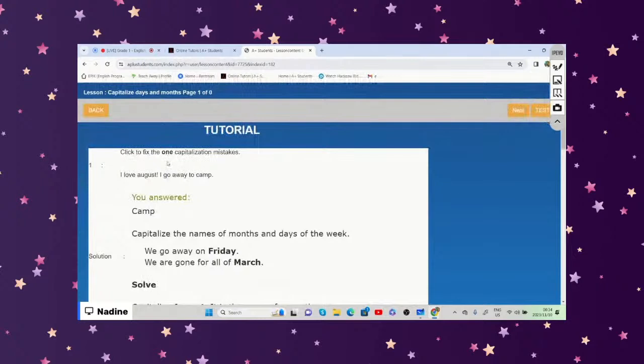And there are 7 days in the week, which are Monday, Tuesday, Wednesday, Thursday, Friday, Saturday, and Sunday. And we have 12 months in the year, right? So those are important to capitalize, which is your 7 days of the week and 12 months of the year.